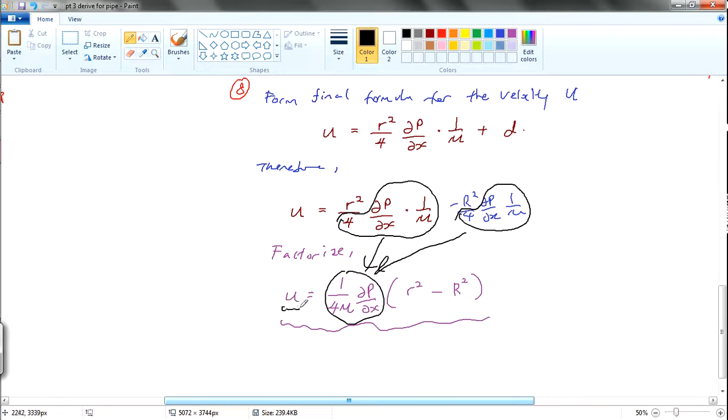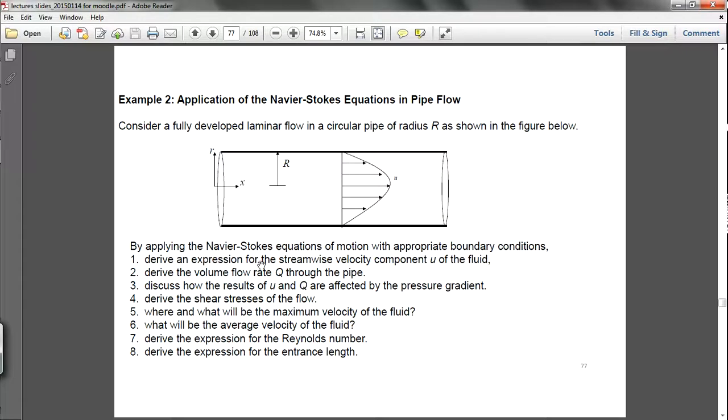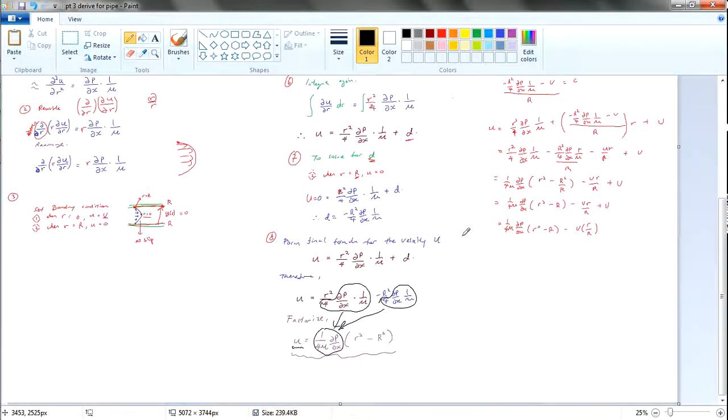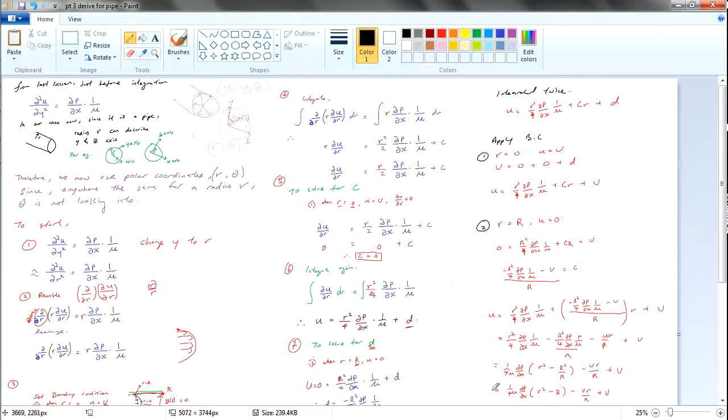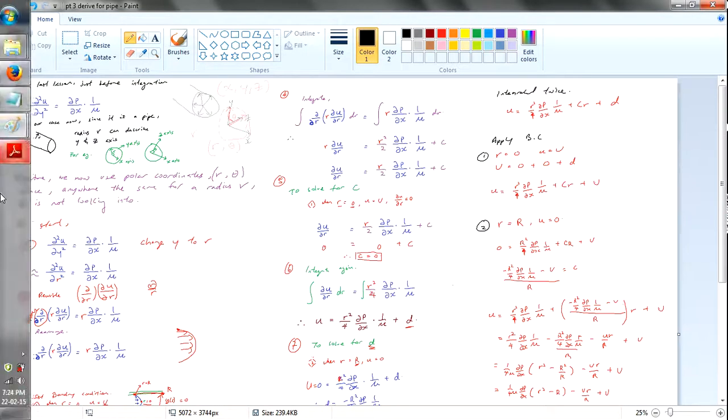So we have found an equation to describe the streamwise velocity component u of the fluid in the x direction. Right. So this is the thing. And then next video I'll explain a quick one on why we cannot integrate twice and then apply boundary conditions. Our answer is actually a little different. So I'll see you in the next video to talk about it.